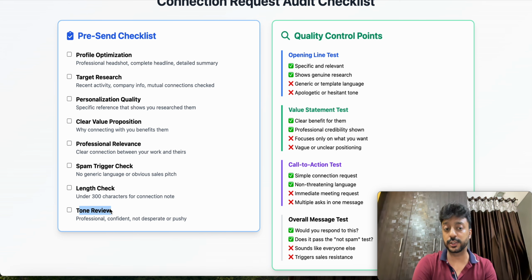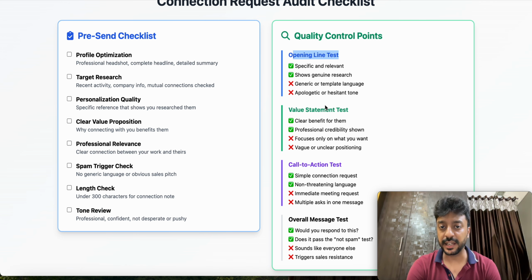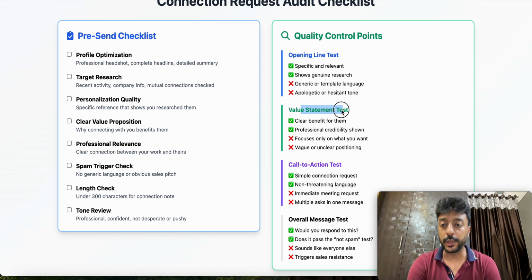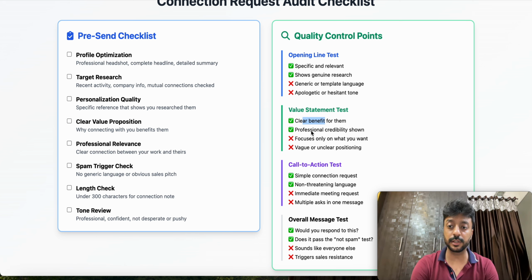Then your tone review: it should be professional and show confidence. So always test your opening line, value statement, call to action, and overall message. Your opening should be specific and relevant, and show genuine research. It should avoid generic templates and an apologetic or hesitant tone. In the value statement test, you have to provide clear value, clear benefit, not just for yourself but for them as well, and you should provide credibility. Avoid focusing only on what you want. That is what I have observed. And just avoid being vague every time, right?